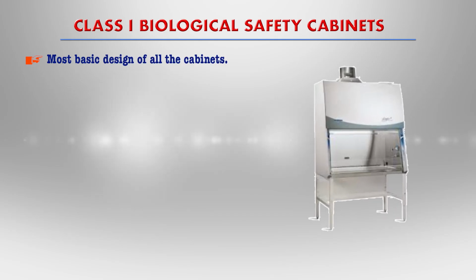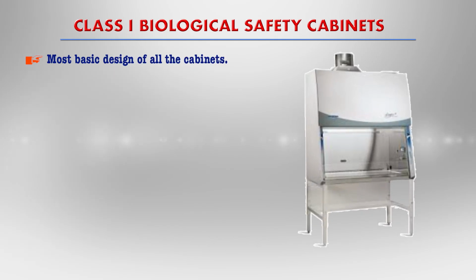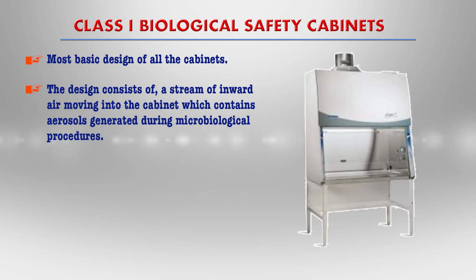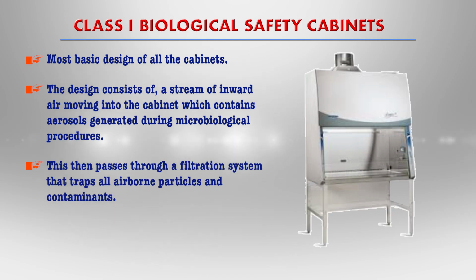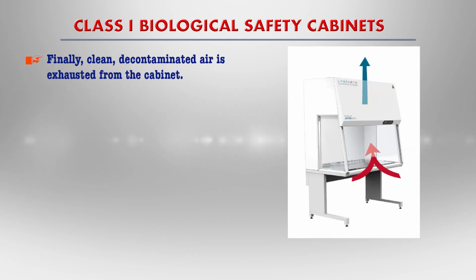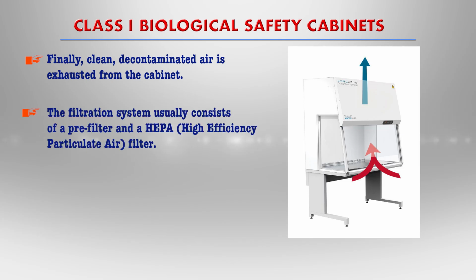Now the class 1 biological safety cabinets, you will find in most of the laboratories, and they are the most basic design of all the cabinets. This consists of a stream of inward air moving into the cabinet, containing aerosols that are generated during the microbiological procedures. This will pass through a filtration system that will trap all the airborne particles and contaminants. Finally, in this figure you can see how the clean, decontaminated air is exhausted from the cabinet, so hazardous material will not come out of this. The filtration system consists of a pre-filter and a HEPA, which refers to high efficiency particulate air filters.